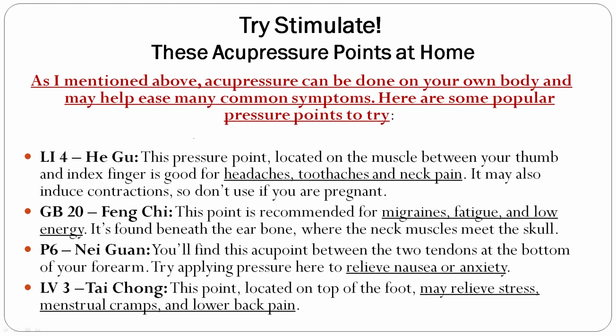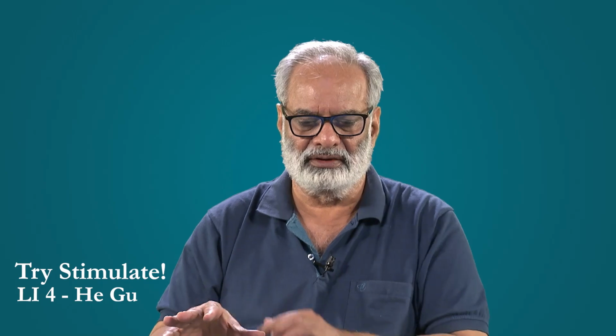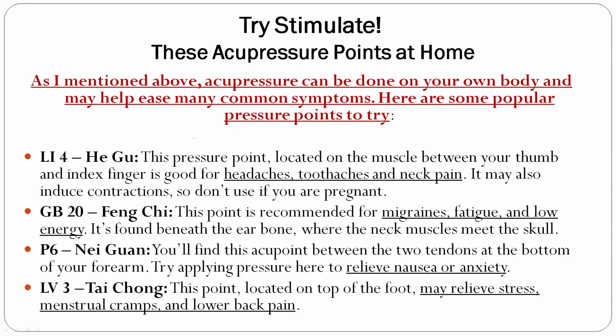LI, LI means large intestine. LI4 point. This pressure point located on the muscle between your thumb and index finger is good for headache. This is the thumb, this is the index finger. These are the muscles. So, that point comes here. It is good for headaches, toothaches and neck pain. It may also induce contractions, so don't use it if you are pregnant.